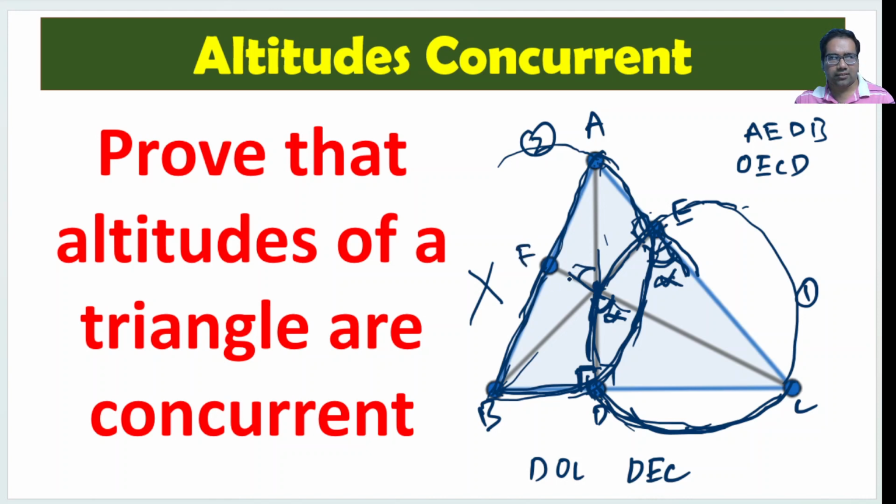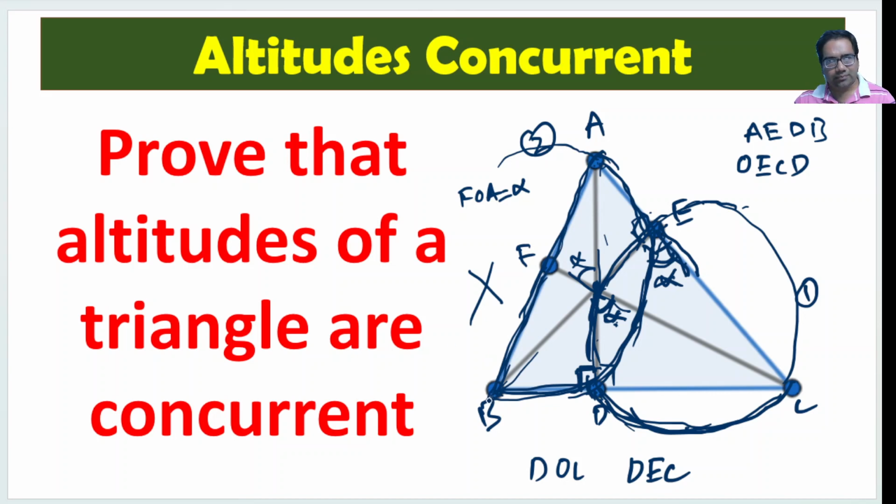This is the point we are talking about. FOA. FOA is also equal to alpha. If this is alpha, this is alpha. FOA should be equal to this because these are opposite angles of the same two lines. This is alpha, this is also alpha.